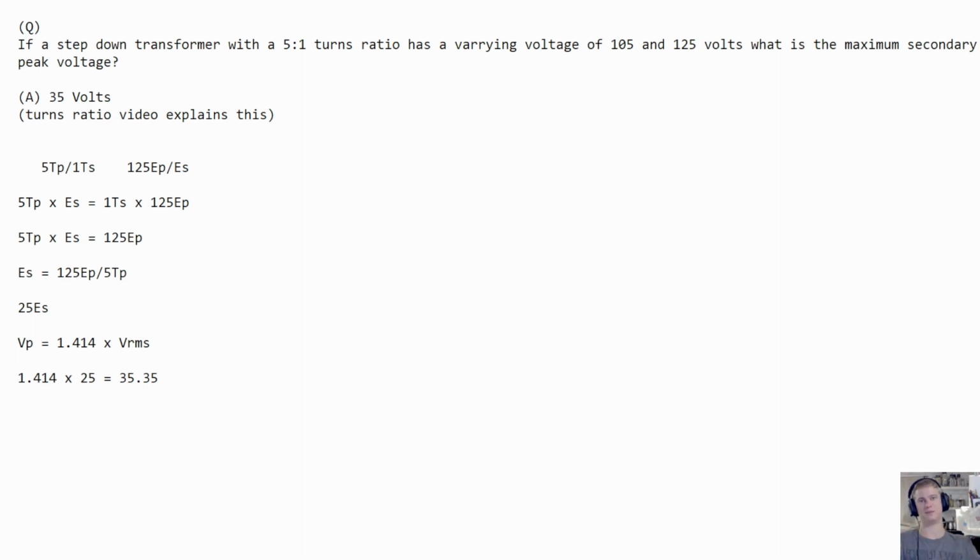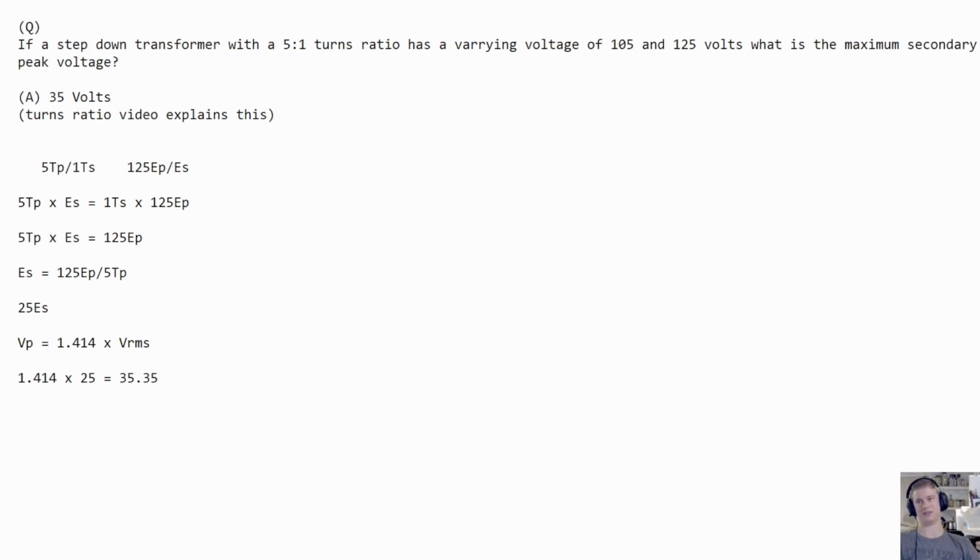So first we need to think about the maximum secondary voltage, and that would be 125 volts. We know we have that 5-to-1 turns ratio, so we just think 125 divided by 5. When we do this, we get 25 volts on the secondary. And again, to do that peak voltage, the formula is 1.41 times that root mean square voltage. So here we do 1.41 times 25, we get 35.35. And the answer is just looking for 35 volts. So you see, we're very close to that, and it's just a rounded version of that.